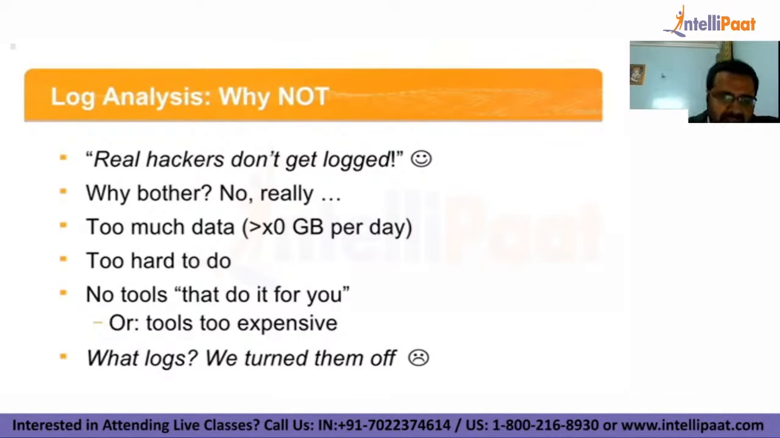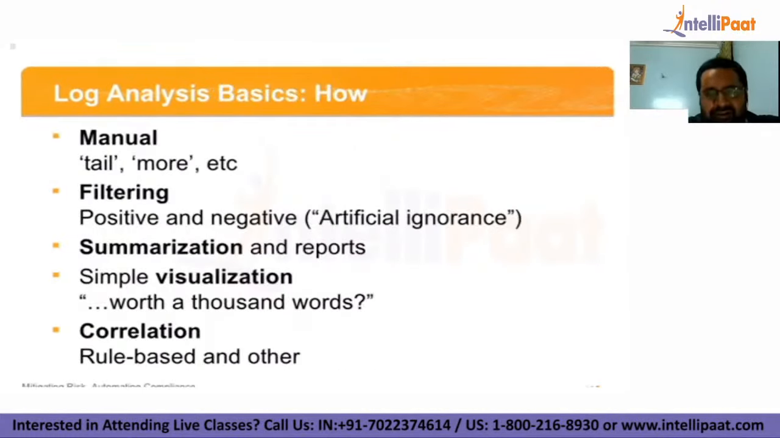So you want to see if there are any attack related traces or any specific anomalies that you see in your log files, any specific events that are worth investigating. Now, if you do a manual analysis, which is not the way, you can do a tail, and you can check for certain conditions. You can filter logs, you can check for positive and negative events. You can get a summarized report, or you can just have a simple visualization of this.